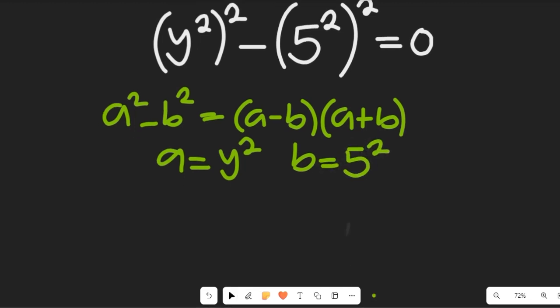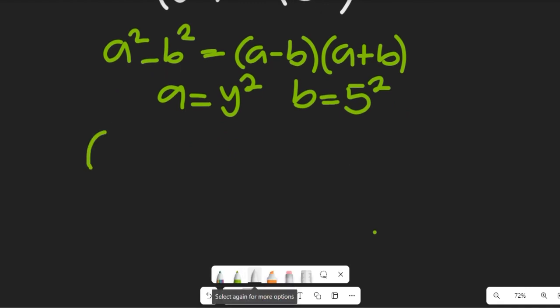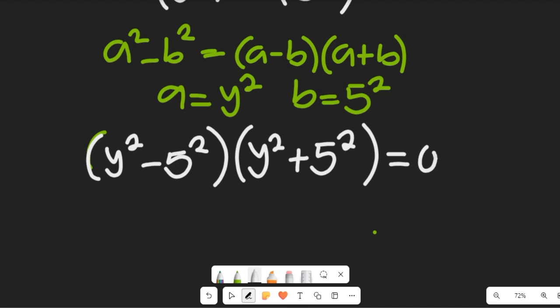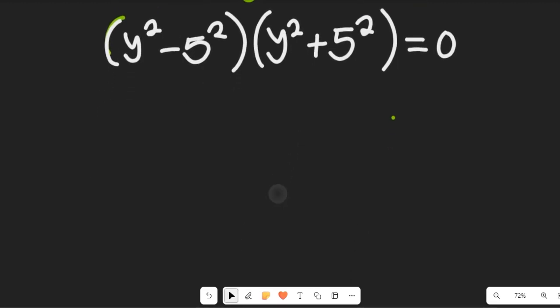So if we break up that expression, it will now give us y squared minus 5 squared, all multiplied by y squared plus 5 squared, and all this will be equal to 0. Great. Now, we're going to simplify this because this is more of a product of two factors.